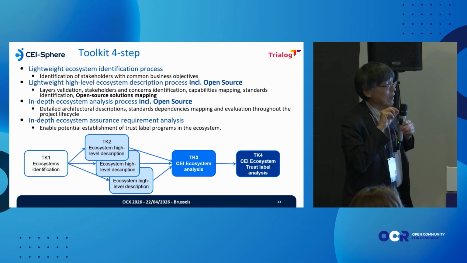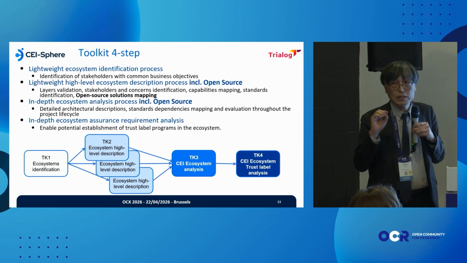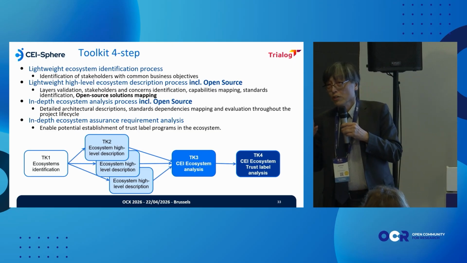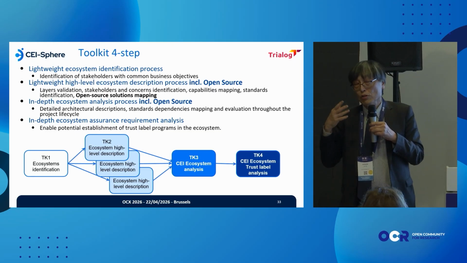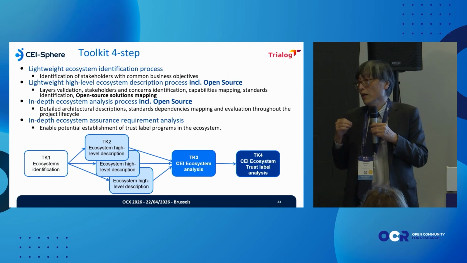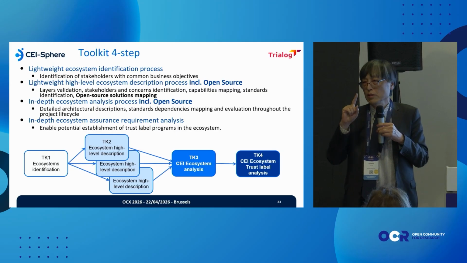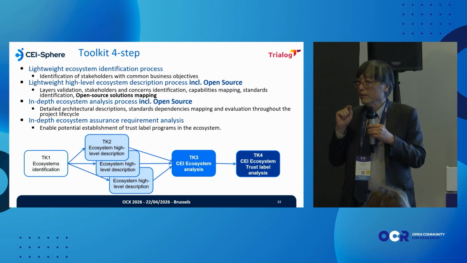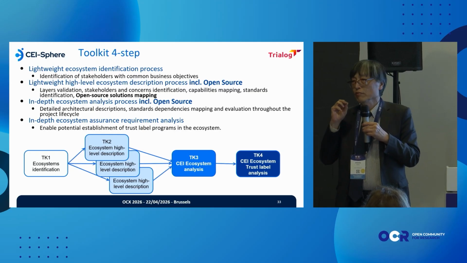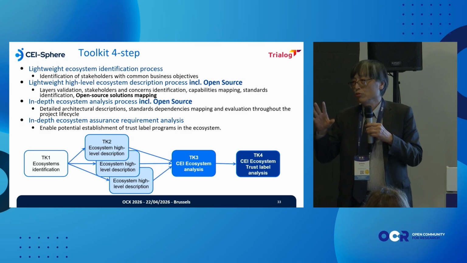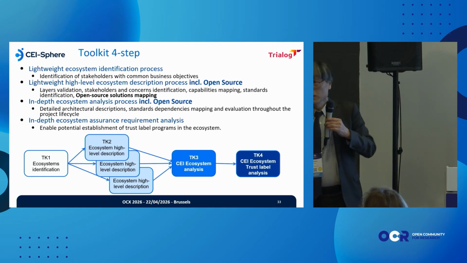So the TK4 is very important, and CI Sphere has this ambition to create the ecosystem, the trust label for CEI. The CEI asset will be associated with this trust label. But we don't want it to be just a marketing label. It has to be technical. It tells us that we have reached the right quality to go to the market. Okay. So, yep, we're done.